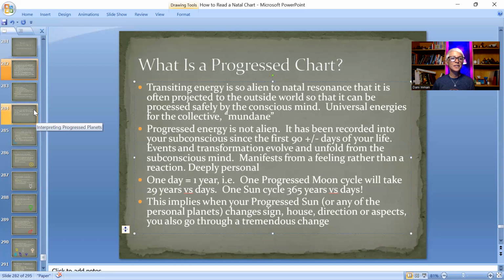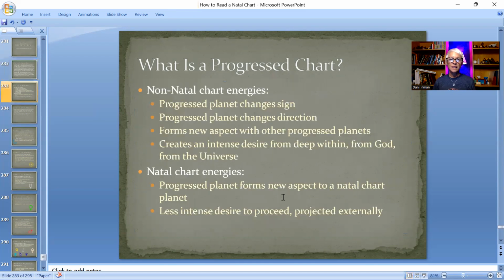Okay, so let's get into what we learn a little bit here. There are non-natal energies that come from a progress chart, and then there are natal chart energies. So essentially what I just talked about, the progress planet changing signs, changing directions, forming a new aspect with other planets, this creates an intense desire from within, like you're driven, like you're guided, like it's from God, it's from the universe.